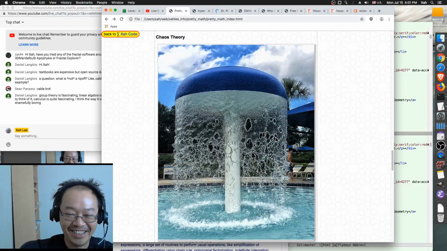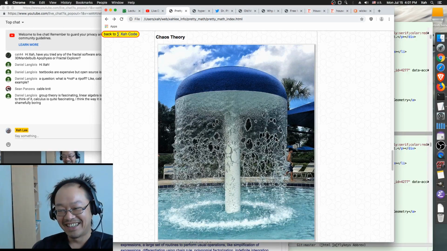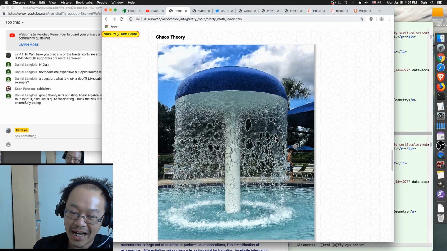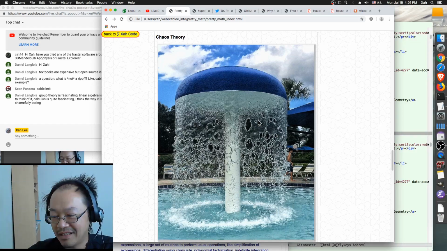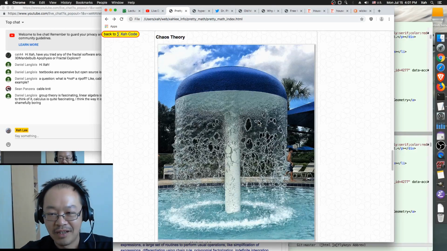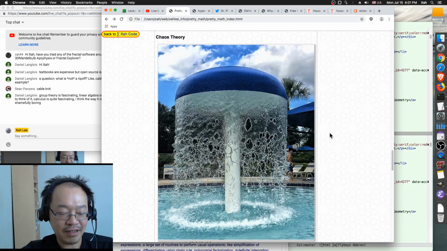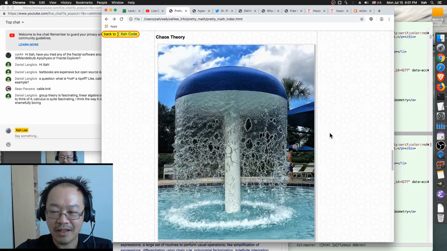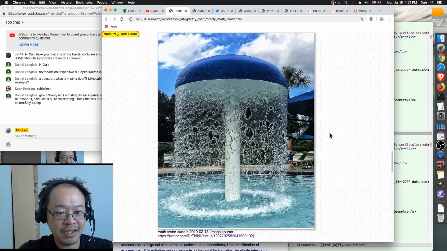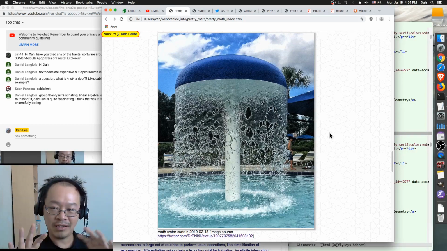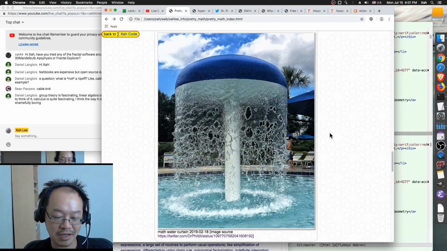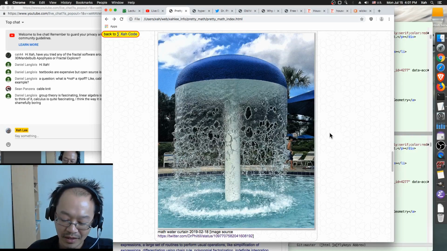So this is actually chaos theory. There are many ways to categorize this photo. You can put it into cellular automata, or you can put it into dynamical systems. They are kind of all related. Let me explain what dynamical systems is. You can search Wikipedia. Dynamical systems is a branch of math.